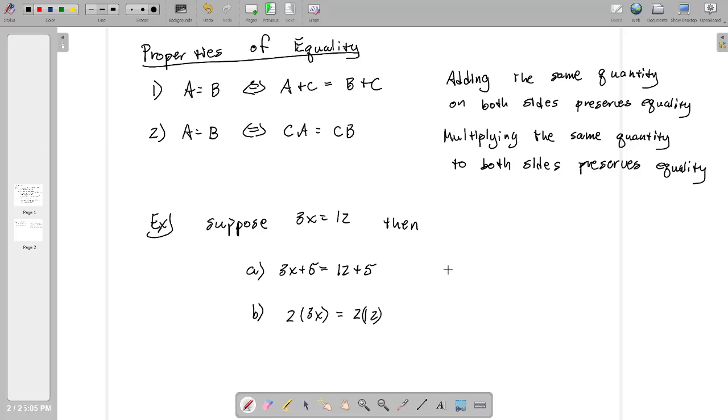Now, in part A, what we would then have is 3x plus 5 is equal to 17. What we're saying here is that 3x plus 5 equals 17 is an equivalent equation to 3x equals 12. They have the same solution set because equality is preserved under addition. Similarly, 6x equals 24 is also an equivalent equation, for the same reasons, but multiplication instead of addition.